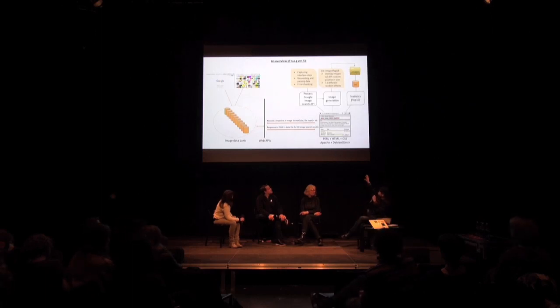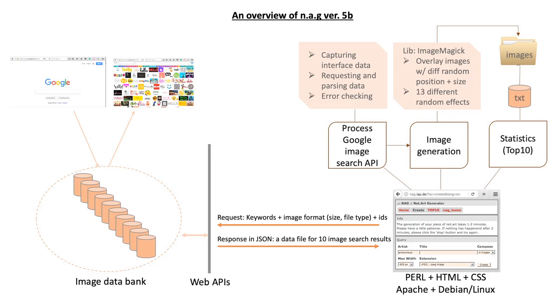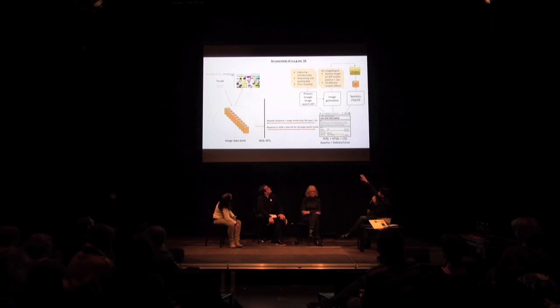So for net art generator, there are a few processes. The first one that I worked on was the process of the Google image search API. So how to make the communication work with Google, from something not working to something that can work. And then of course, the image generation as well, by using different random parameters.